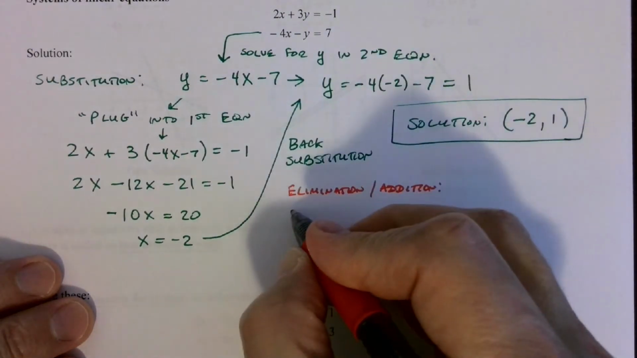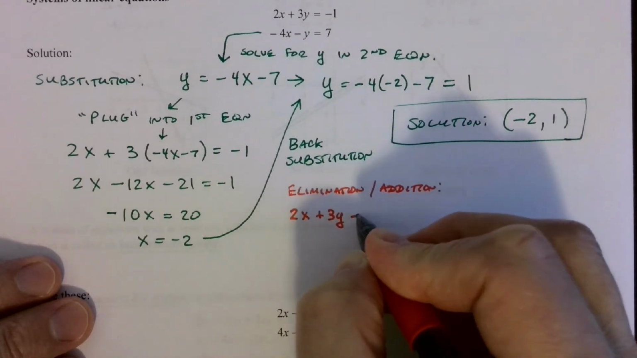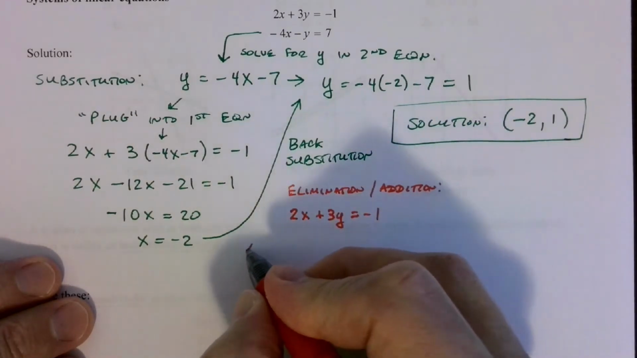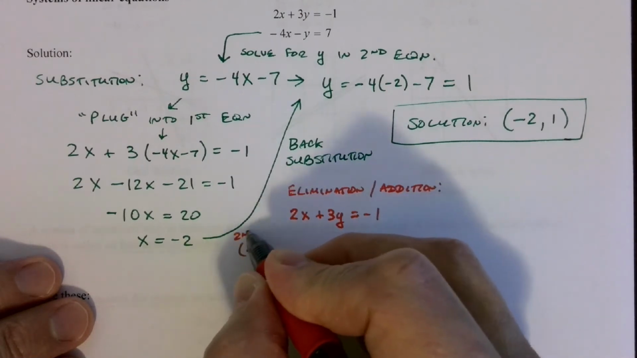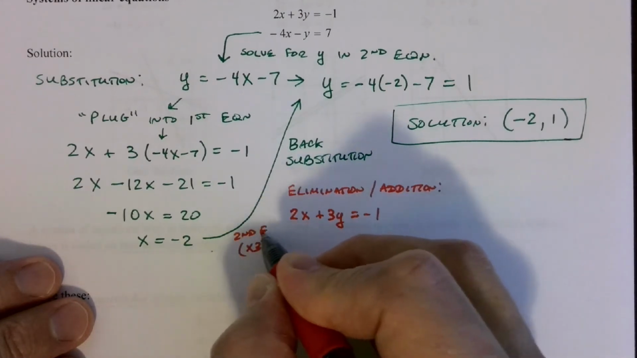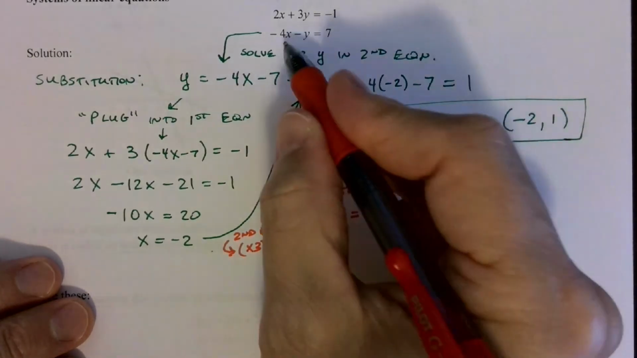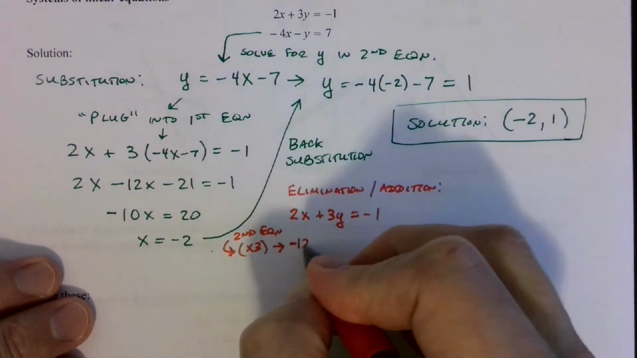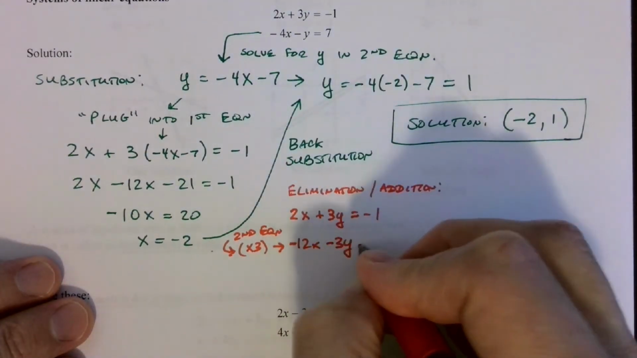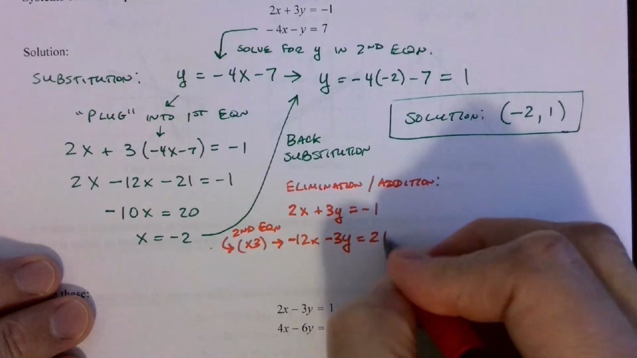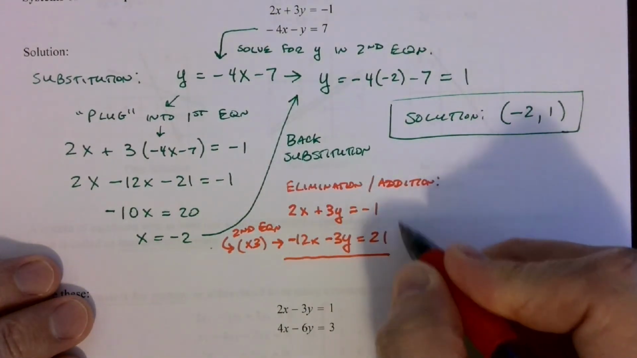So I'm going to take the first equation, 2x plus 3y equals negative 1, and I'm going to do the second equation times 3, which will give me what? 3 times negative 4 is negative 12x. 3 times negative y is negative 3y. And 3 times 7 is 21. And now I'm going to add these together.